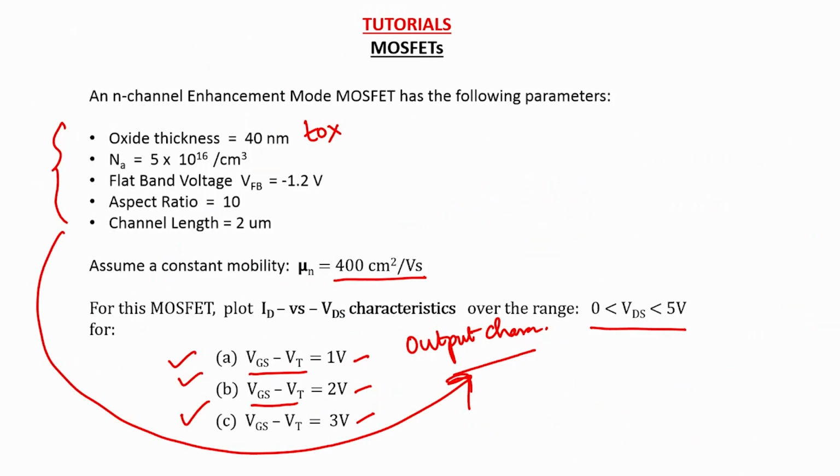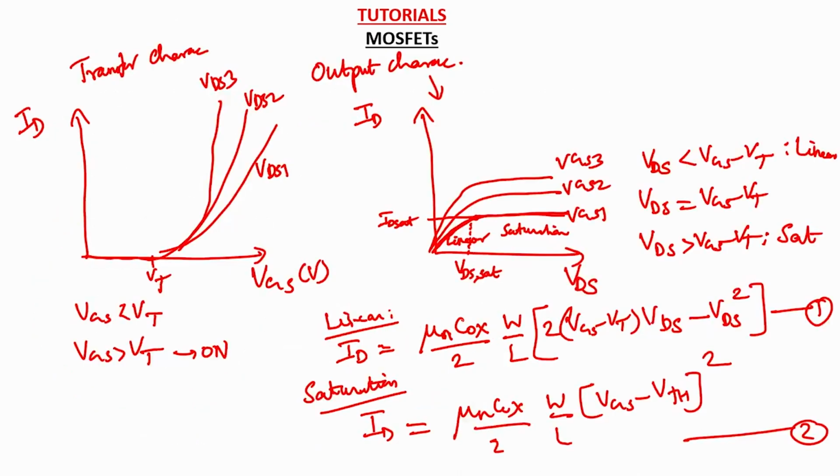So now, just looking into this particular problem, where you are asked to calculate the ID versus VDS characteristics for the given device parameters. Looking at the equation, for this problem you need to find the current equations for various gate overdrive voltages in the linear region and also in the saturation region, and you also have to find out what the pinch off point is for each case.